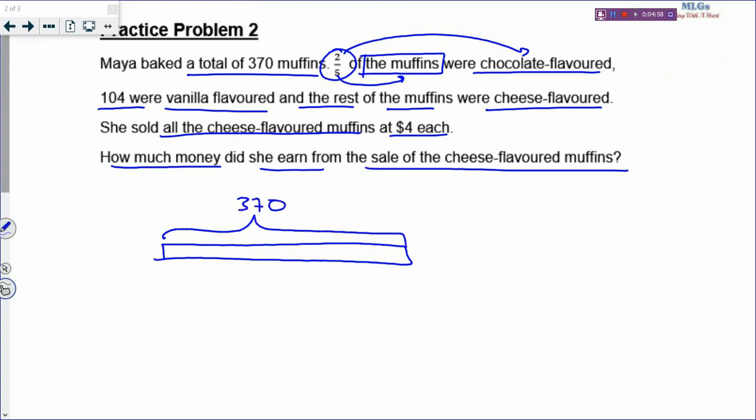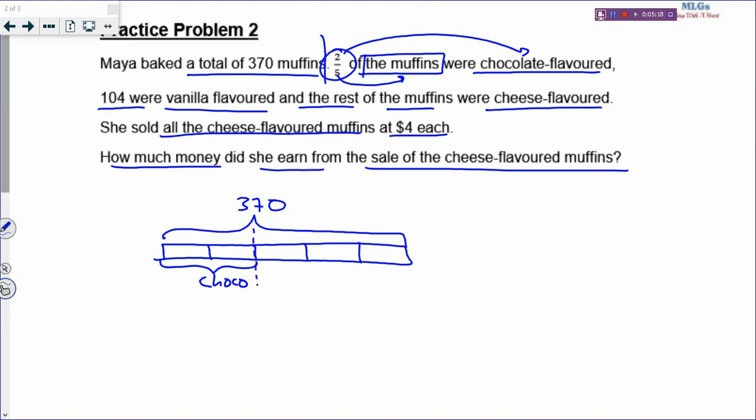And then you cut the rectangle into 5 boxes. So you have 1, 2, 3, 4, and 5. And 2 boxes were chocolate flavored. Okay? And then 104 were vanilla flavored, and the rest were cheese flavored.